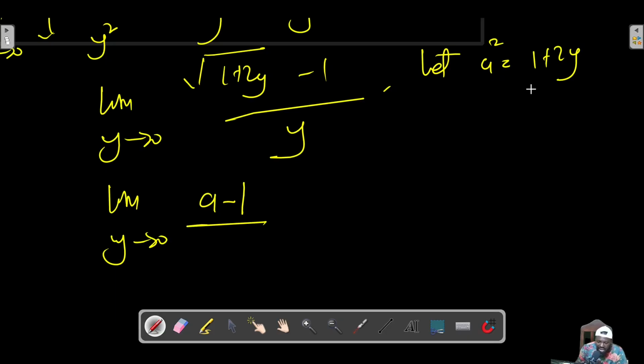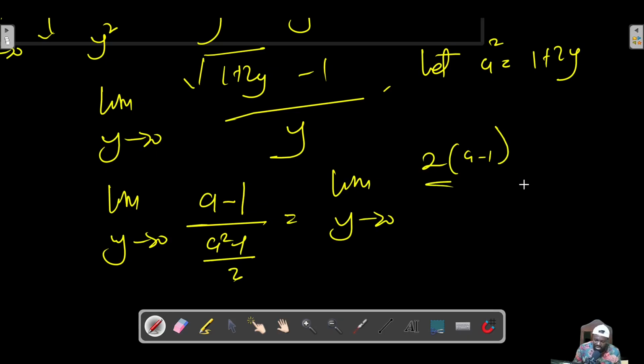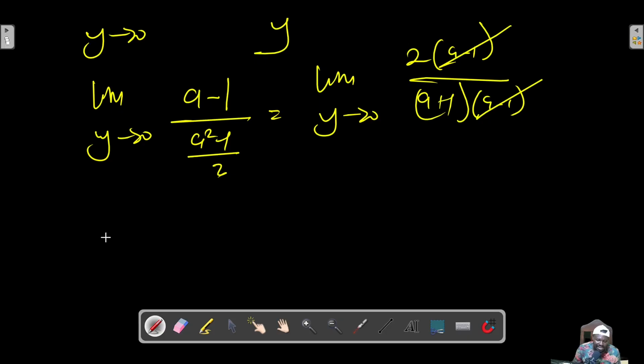Now what is y? Make y the subject from here. What are you going to get? You end up with a squared minus 1 all on 2. We end up with the limit as y approaches 0 of 2 multiplied by a minus 1 all on a squared minus 1, which is factorized as a plus 1, a minus 1. This cancels this one. So as y approaches 0, what do we have?